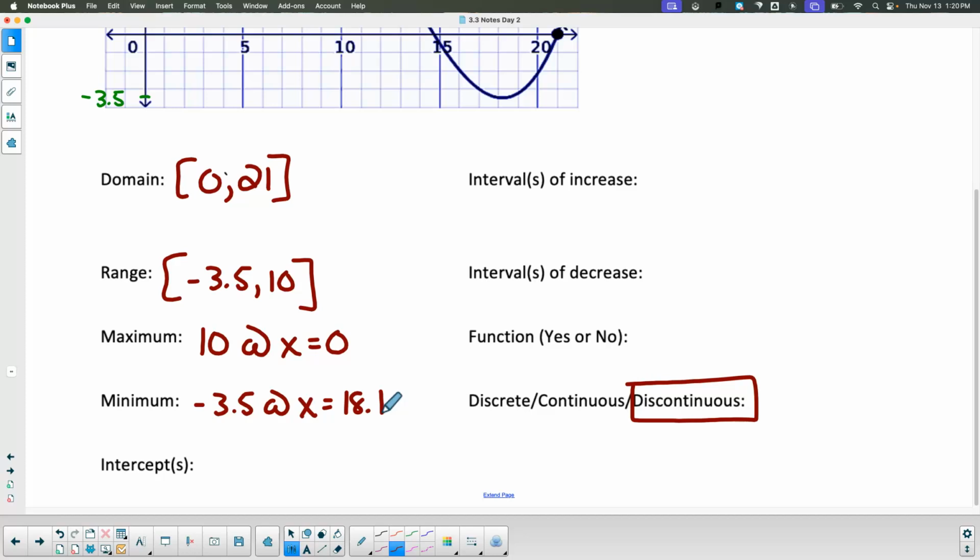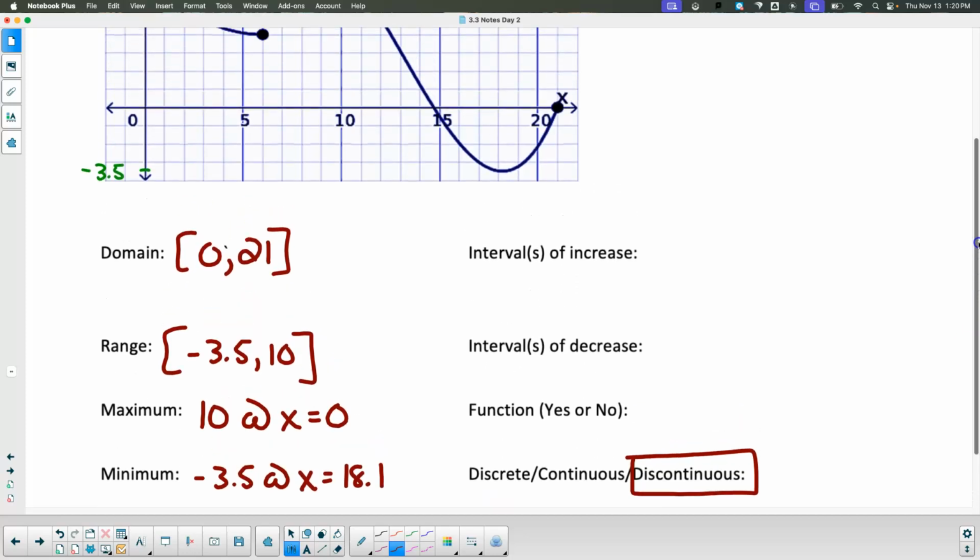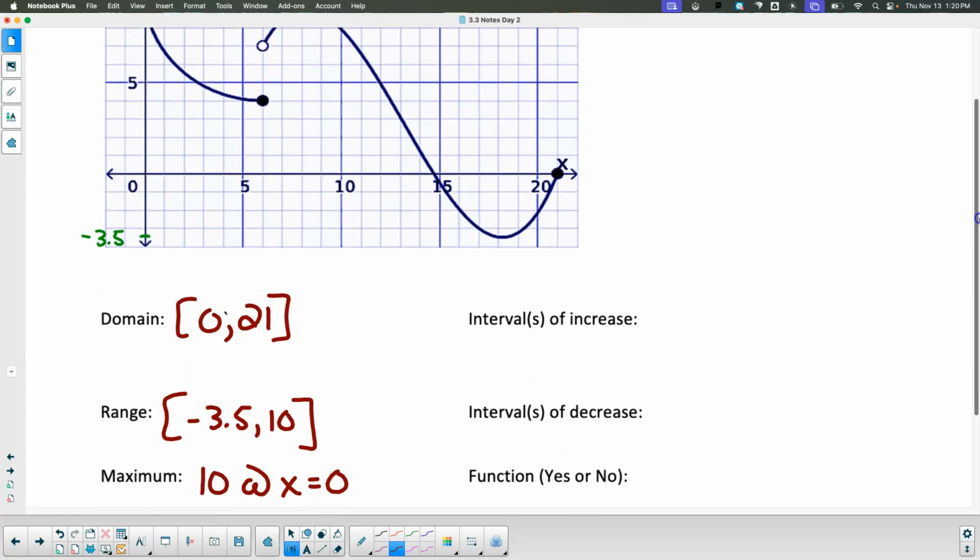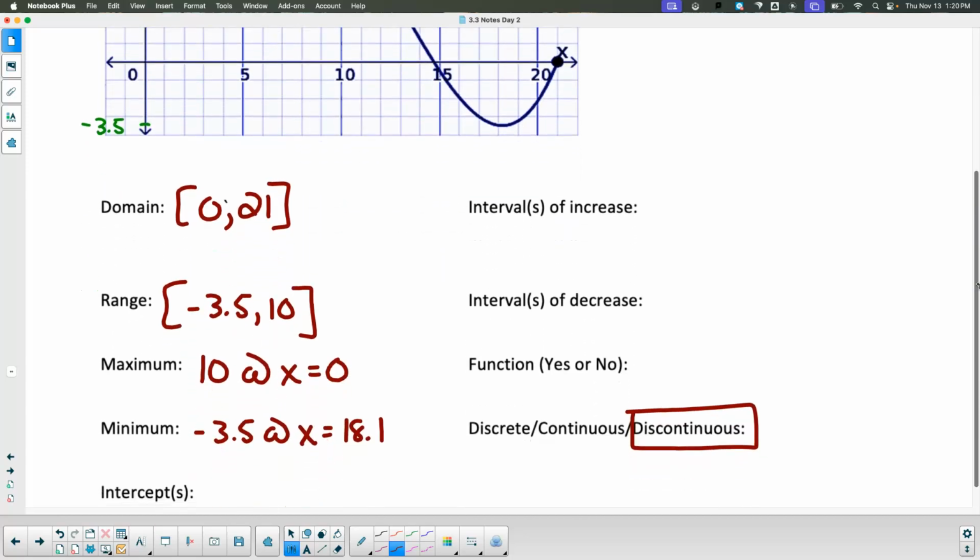Intercepts. 0, 10 is one of them, yes. 14.8, 0. And 21, 0.